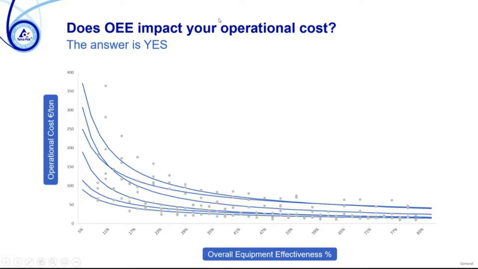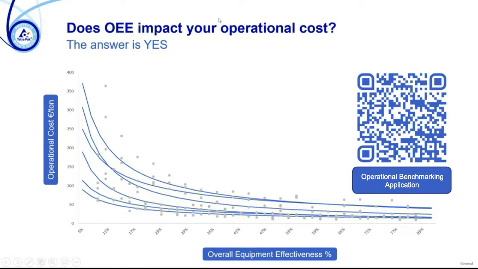We decided to make this data available to our customers through a simple interface. The QR code that you see on the screen here will take you to the operational benchmarking application on tetrapak.com site. And there you can actually estimate your operational cost in a simple way. Now I will show you a short video that explains how to use the benchmarking application. You will receive an email after the webcast with a link to the operational benchmarking application, and then you can use it at your convenience.